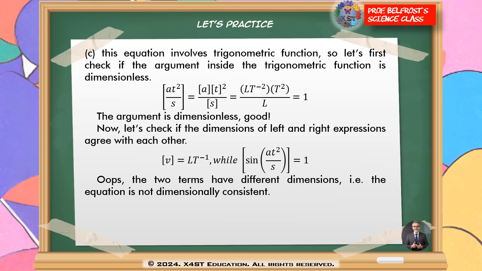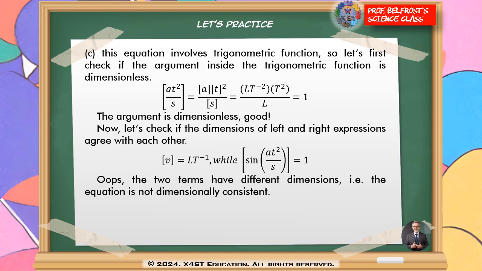How about the third one? It involves a trigonometric function, so we first need to check whether the argument inside the trigonometric function is dimensionless or not. So A T squared over S: A is LT to the minus 2, T is T, S is L. We get 1. So the argument is dimensionless. Good to go. Now let's check the dimensions of the left and right expressions, whether they agree with each other or not.